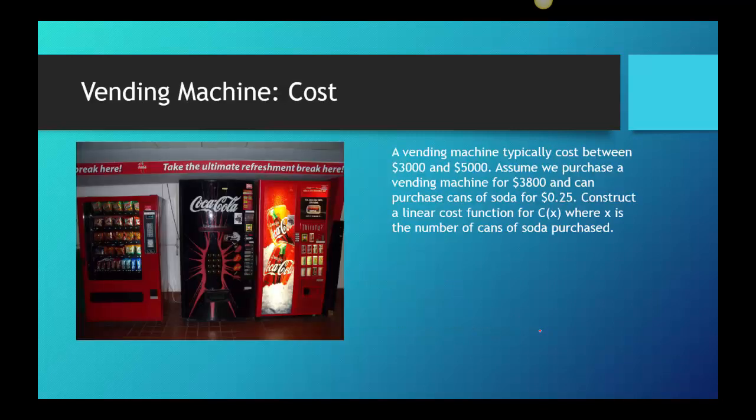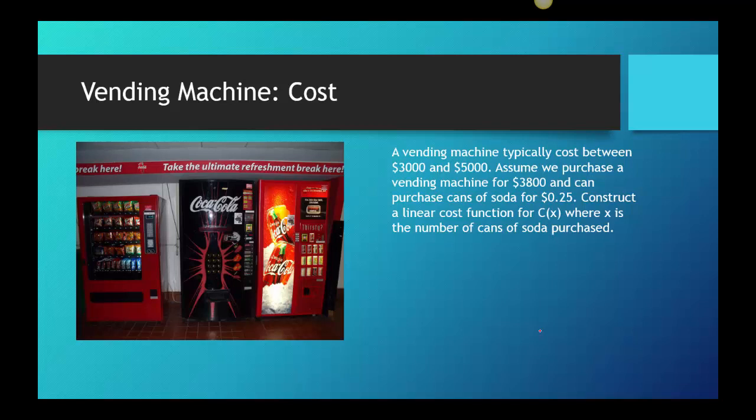Okay. Sticking to cost, switching over now to a vending machine. Just trying to pick up things that you guys are familiar with, you see every day. So I looked up online because I knew nothing about vending machines really, and I saw that most of the time they're about $3,000 to $5,000 to purchase one. So I said, what if we go somewhere close to the middle of that? And I said, let's go with $3,800.